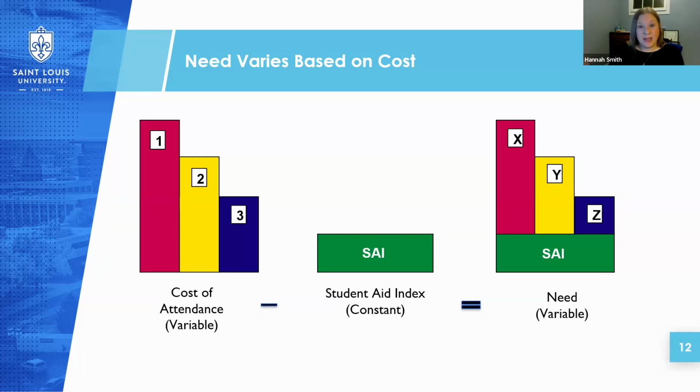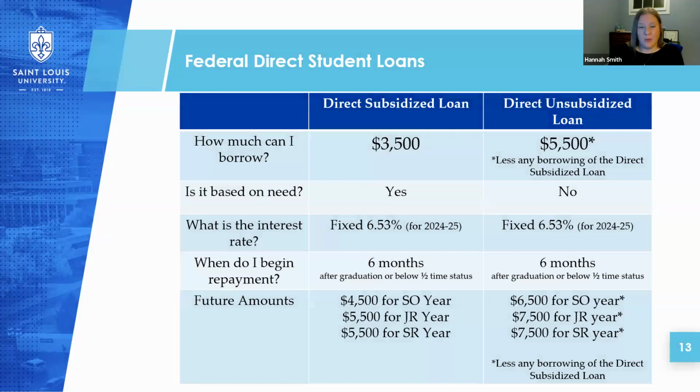So your need at a 4-year private institution is going to be much higher than at a 2-year community college because of the difference in cost. So you could qualify for need-based aid at a private school and not at a public school because that need is different. Hopefully that puts into perspective how we're calculating a little bit.